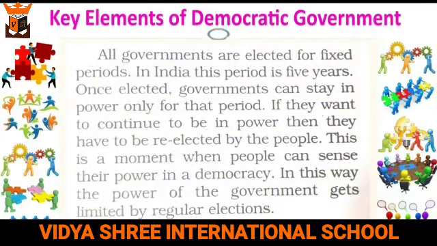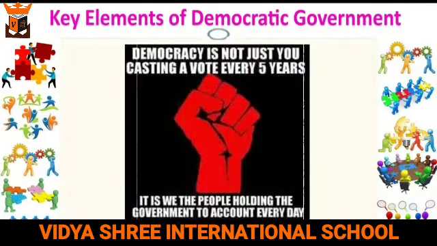All governments are elected for fixed periods in India. This period is for 5 years. Once elected, governments can stay in power only for that period. If they want to continue to be in power, then they have to be re-elected by the people. This is a moment when people can sense their power in a democracy. In this way, the power of the government gets limited by regular elections.